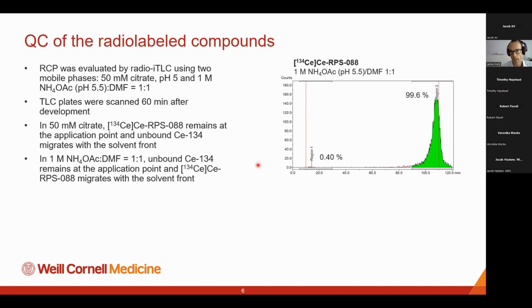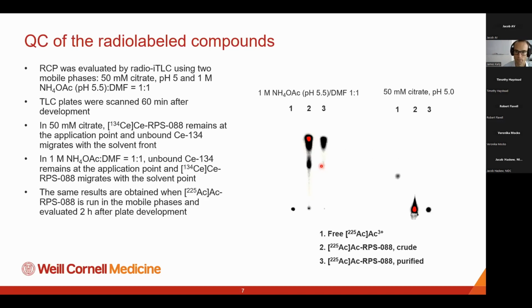When we switched to a 1-to-1 ammonium acetate DMF mobile phase, the reverse was true. So we had migration of our labeled complex with the solvent front and retention of the unbound metal at the application point. And we thought it was important to look at both of these because we wanted to eliminate the possibility of some colloidal species or some other unidentified cerium compound that might stay at the application point and might be overlapping in signal with our labeled compound in the 50 millimolar citrate. So this way we were able to assure ourselves that we in fact had a clean compound.